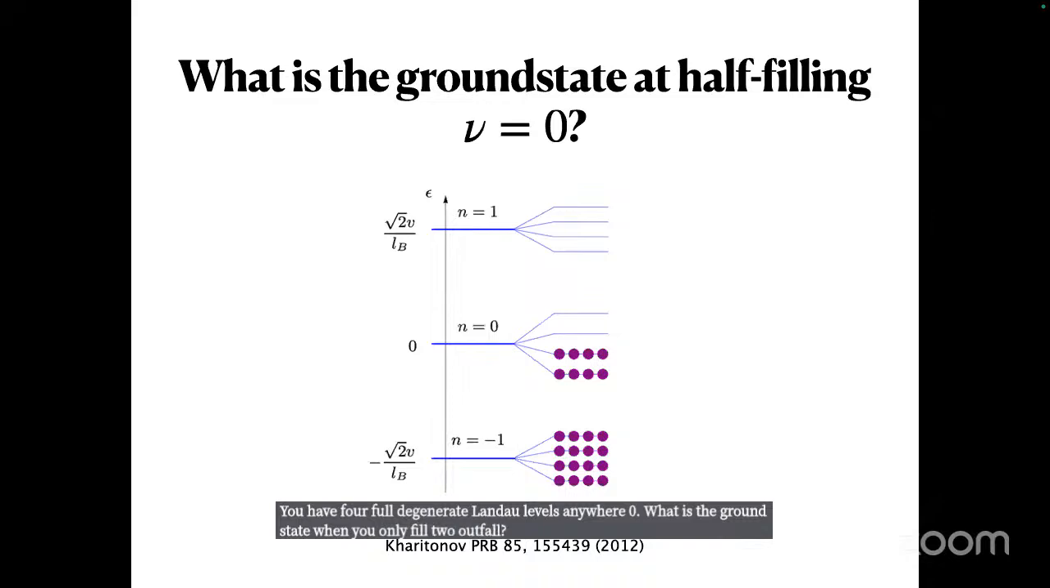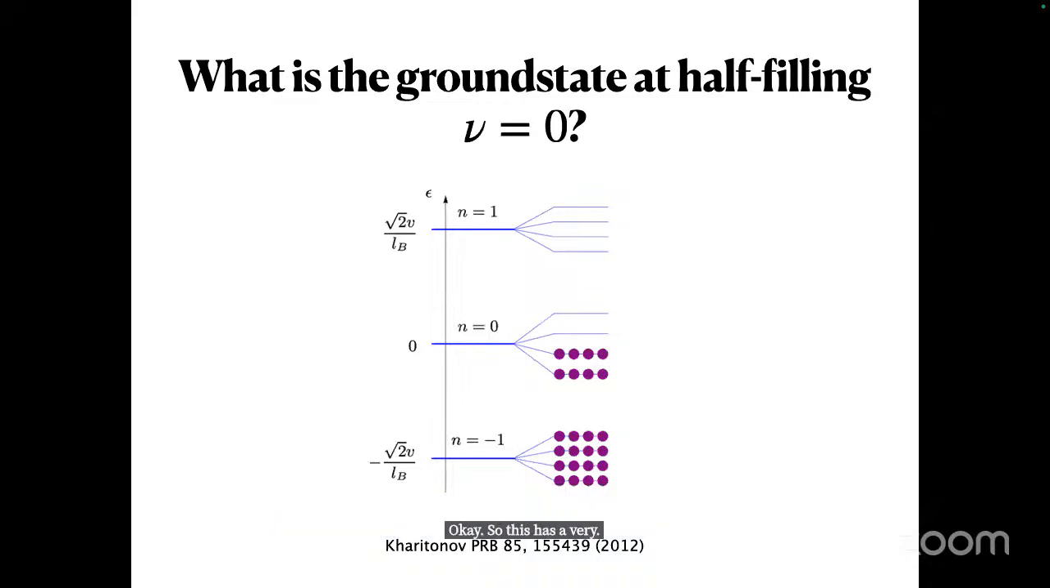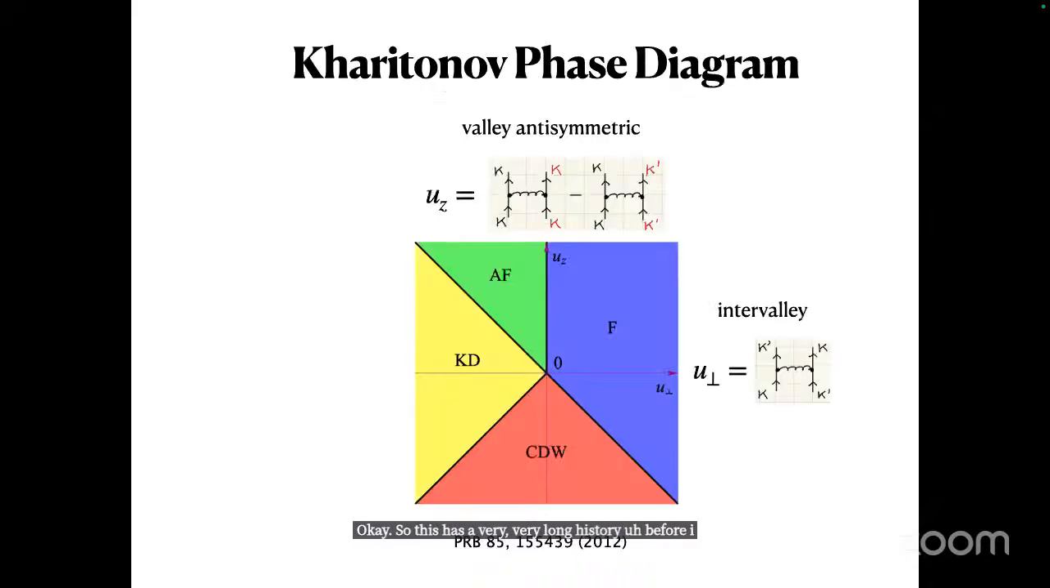Okay, so this has a very long history from before I practiced physics, and somehow the consensus that emerged is this phase diagram known as the Kharitonov phase diagram. The Kharitonov phase diagram is plotted in a 2-dimensional space. The x-axis, U-perp, as he calls it, is an inter-valley scattering process. So U-perp describes a scattering process where electrons in opposite valleys, K and K prime, scatter and change valley. It uses a single parameter to characterize the strength of this process.